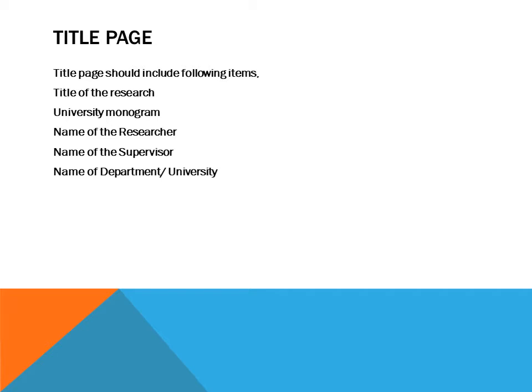research. Then you will have the university or the college monogram on the title page, because this will tell about your area of discipline and your department. Then the name of the researcher, then the name of the supervisor, and then the name of the department and university. In our case, because you are students of Punjab University, you can write the University of Punjab, and you can write the University of Home Economics also.